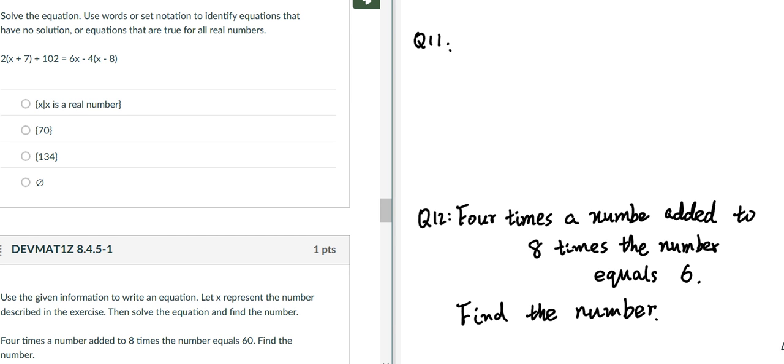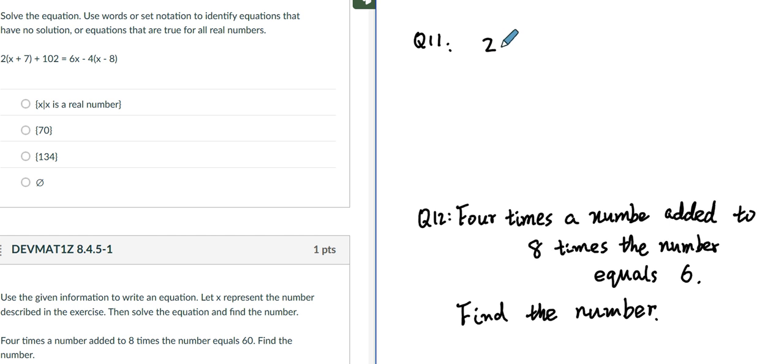All right, let's look at this equation. This equation is 2 times the quantity x plus 7, and then plus 102 equals 6x minus 4 times the quantity x minus 8.